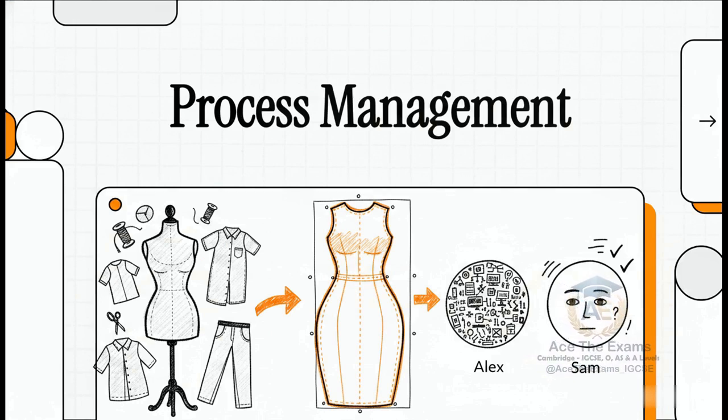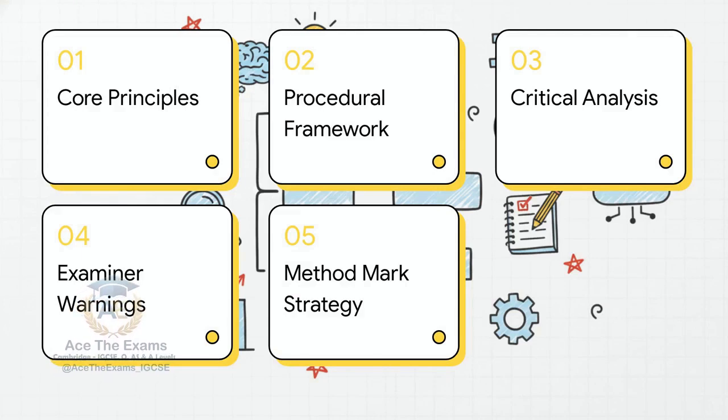Then there's Sam. Sam gets nervous about the clock, rushes through the paper, and completely misses the specific command word requirements. Both Alex and Sam end up losing massive amounts of marks, not because they don't know the material, but because they didn't tailor their approach. Today, we're going to transform those flawed approaches, tear them down, and give you the ultimate blueprint for perfectly crafted, high-scoring exam answers.